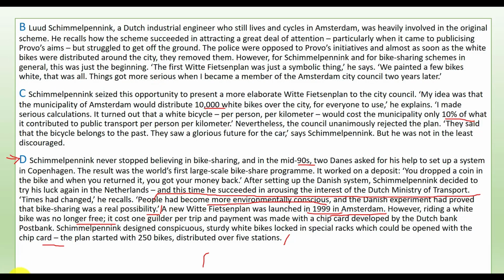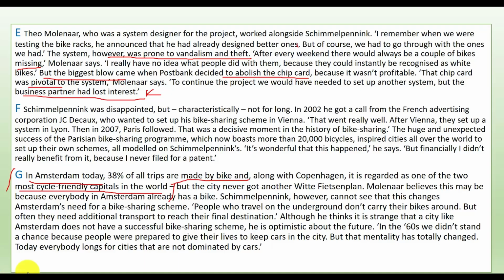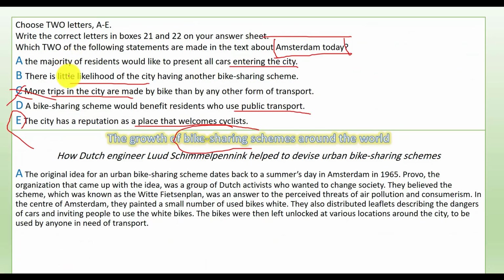Now let's continue. But the city never got another bike sharing plan. Okay, let's go back. There is a little likelihood of the city having another bike sharing scheme. No, there is no little likelihood. The city never got. So we eliminate this option as well, and we have two options left for us to decide between them. The majority of residents would like to present all cars entering the city, and a bike sharing scheme would benefit residents who use public transport.